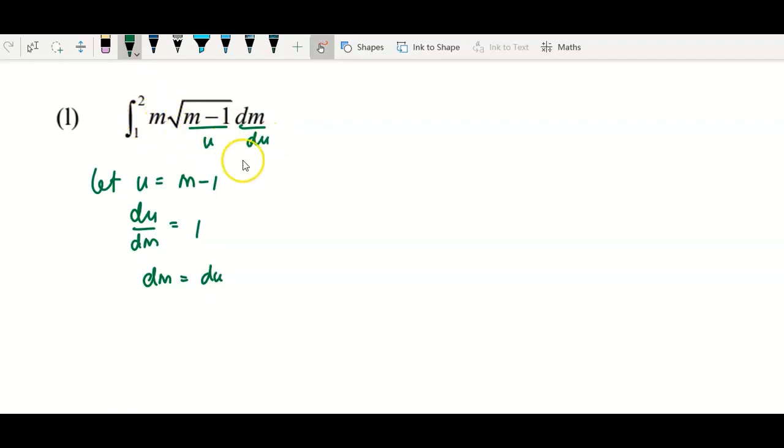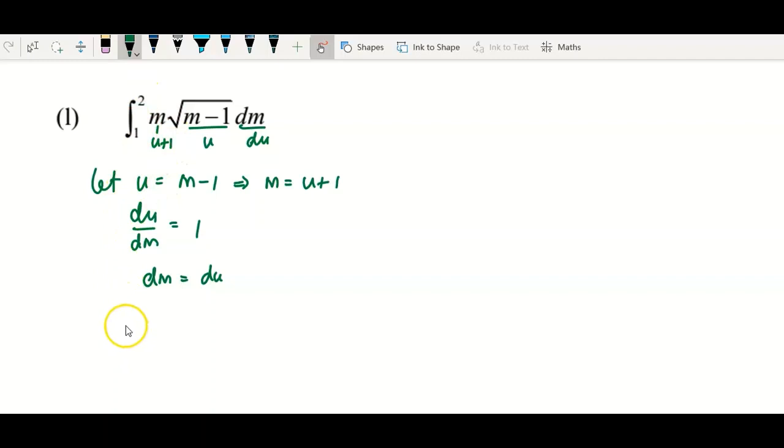And how about the m? We are going to substitute m as u plus 1. From this statement, u equals m minus 1, we can rewrite m equals u plus 1. So later on, this m will be u plus 1.